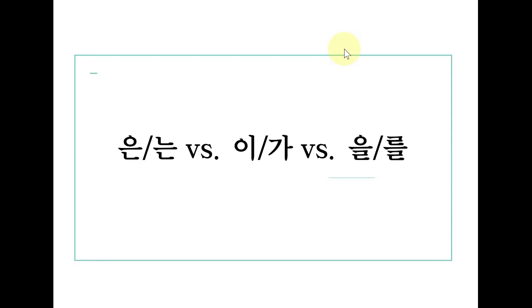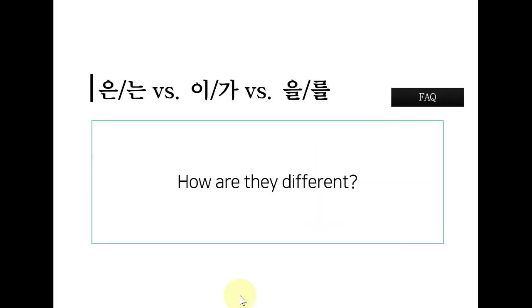This video is to explain particles: 은는이가을를, the subject markers and object markers. In Korean, we use lots of particles to express meanings. 은는이가을를, they are the very first particles when we start learning Korean because they mark subjects and objects.